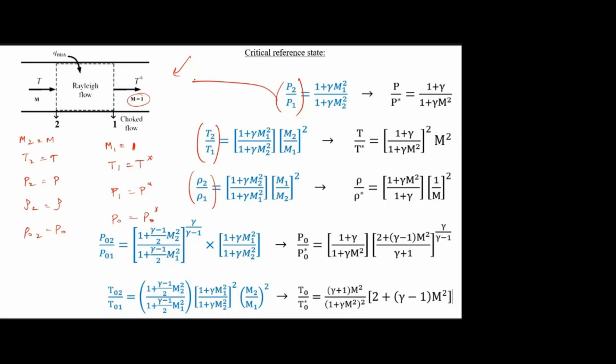Now apply this equation to this control volume. Instead of P2, I will simply take P, and instead of P1, I will take P star. Instead of M1, I will substitute 1, and instead of M2, I will substitute only M. So you will get P by P star is equal to (1 plus gamma) divided by (1 plus gamma M square). Is that clear?